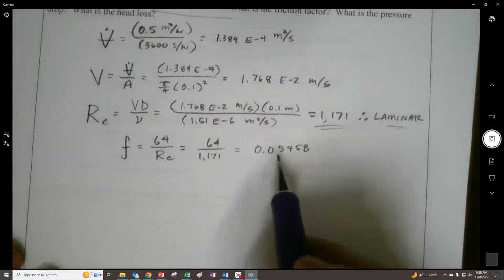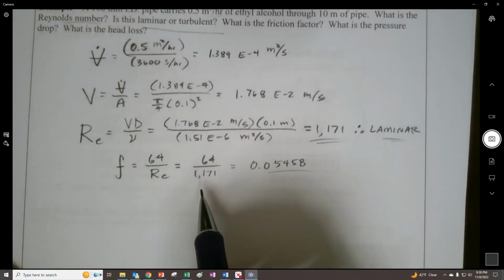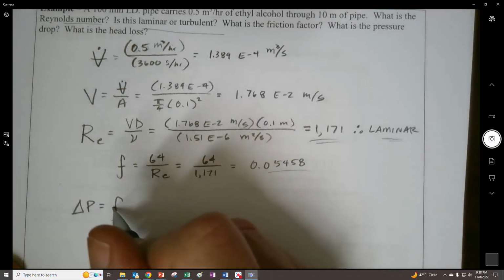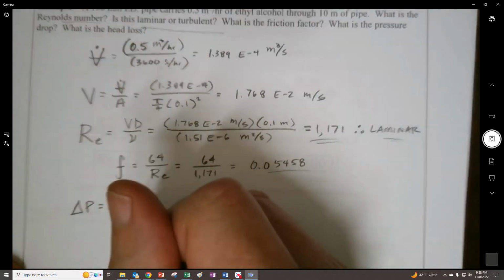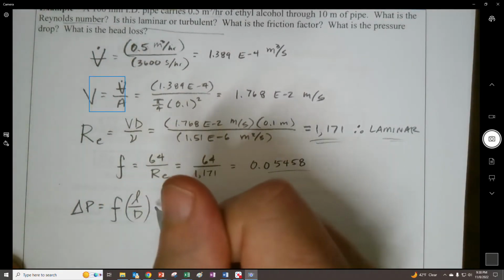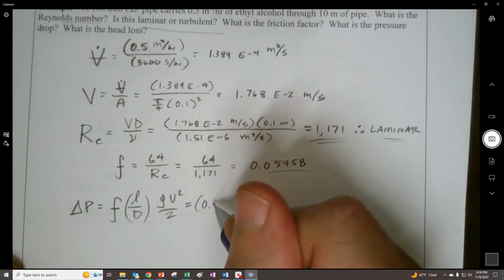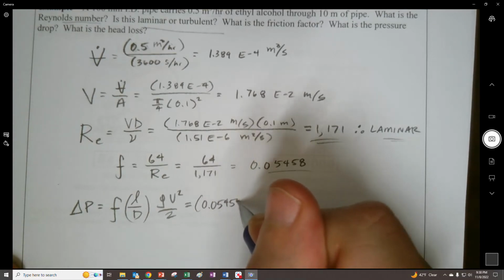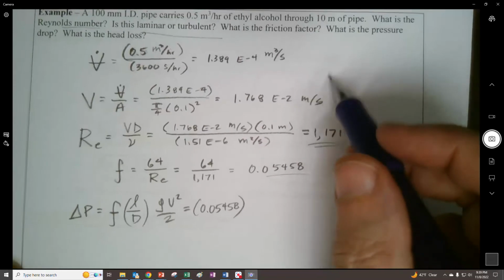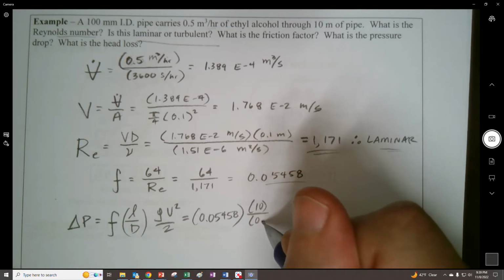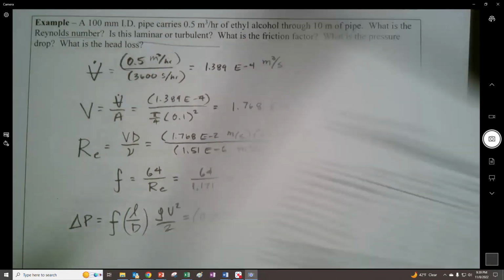So here's the Darcy friction factor. I just like the name Darcy. Here's our delta P. It's going to be the Darcy friction factor, I like saying it again, times length over diameter times rho V squared over 2. So 0.0458, the length, they wanted 10 meters of pipe, divided by the diameter of 0.1, and then the density of ethyl alcohol is 789 kilograms per cubic meter.